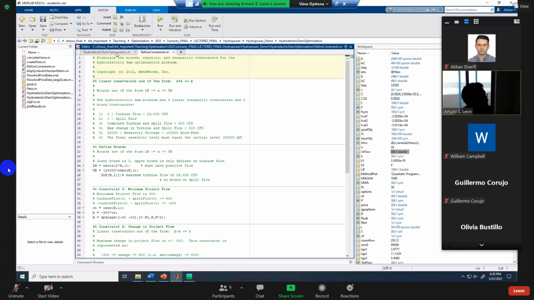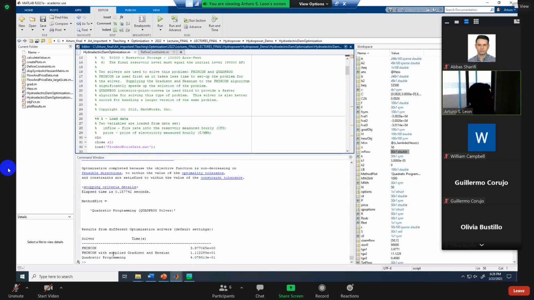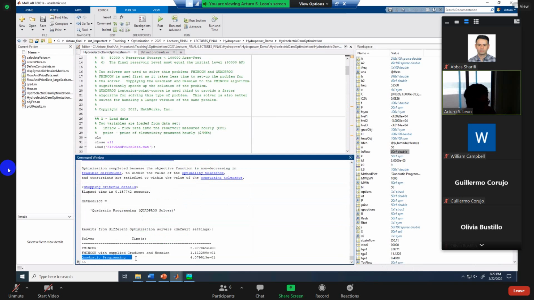Okay, guys. If you realized, here we are only using 50 time steps, because we want to play with several models and see which model is better: fmincon or dynamic programming? Here we find out that the best model is quadratic programming. Why? Because the computational time is only 0.4 seconds.